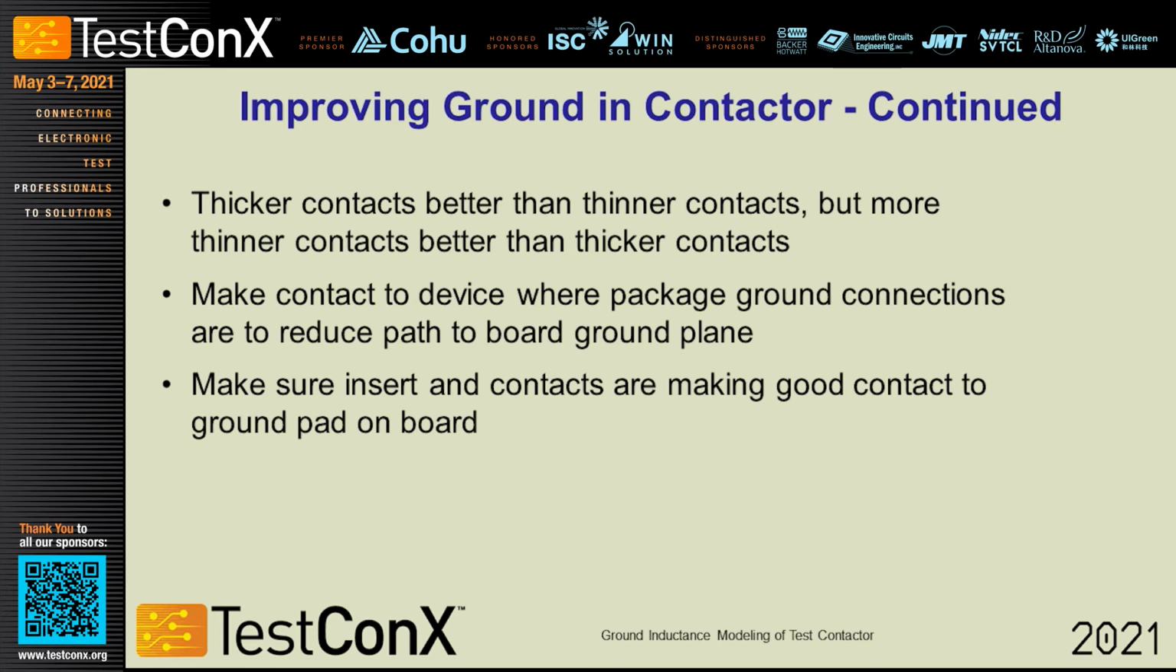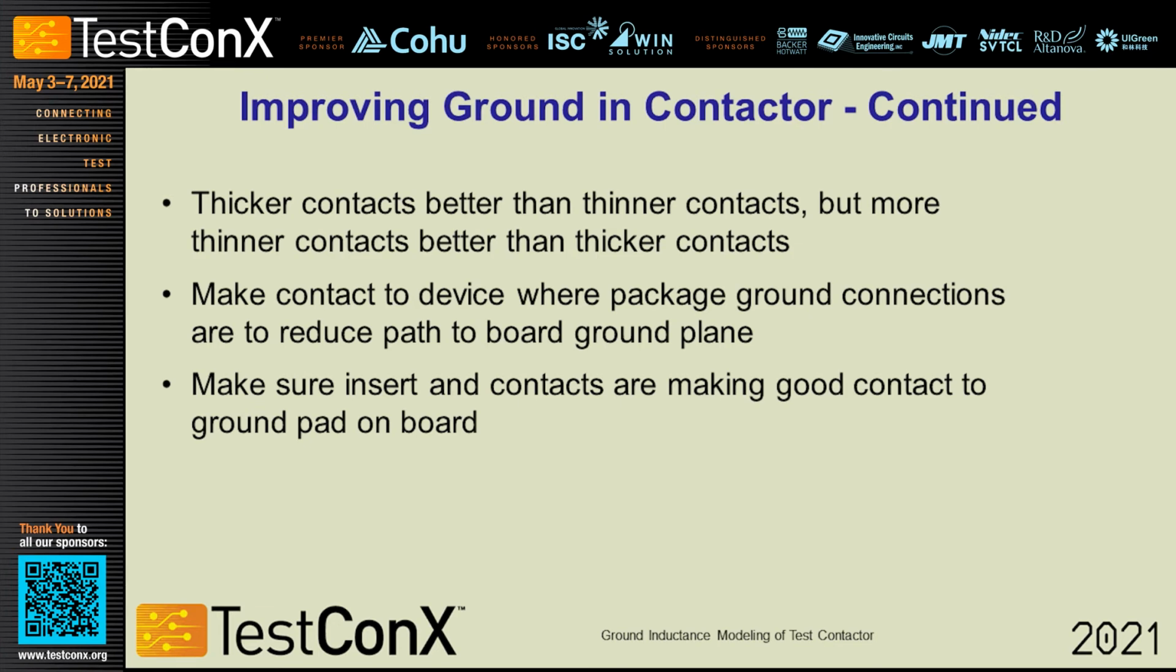Other things you can also do too, thicker contacts are better than thinner contacts if you have to use the same number of contacts. But a lot of times you can get a lower ground inductance by using more thinner contacts in parallel than a better thicker contact, especially if you have, let's say, 6 thinner contacts versus 4 thicker contacts. That tends to actually decrease the ground inductance a little bit.